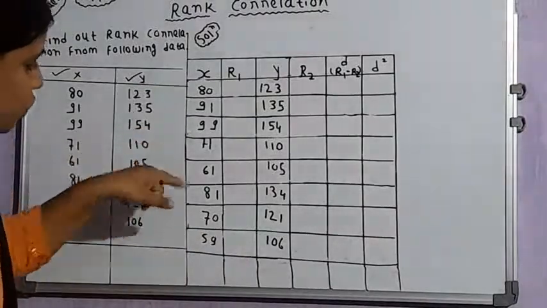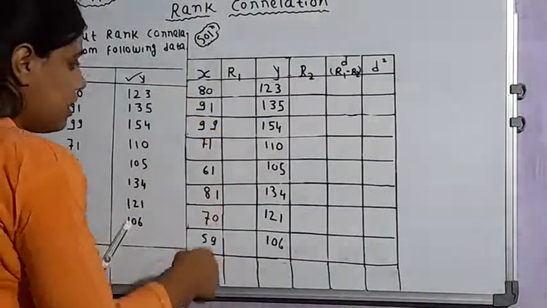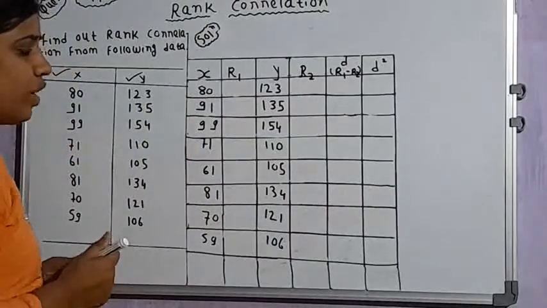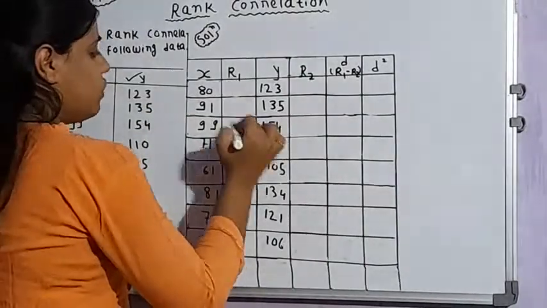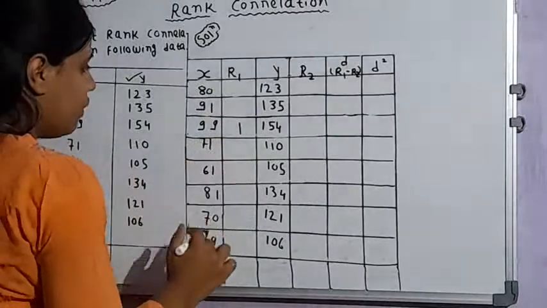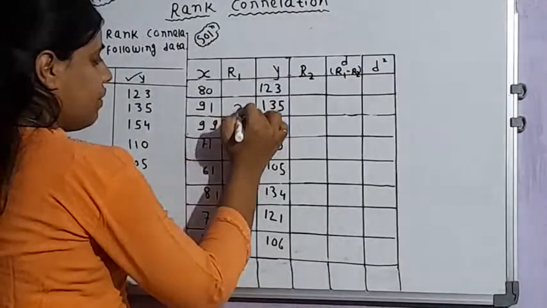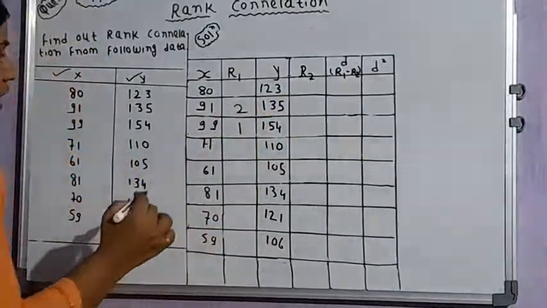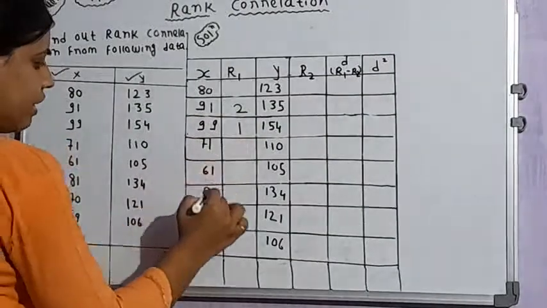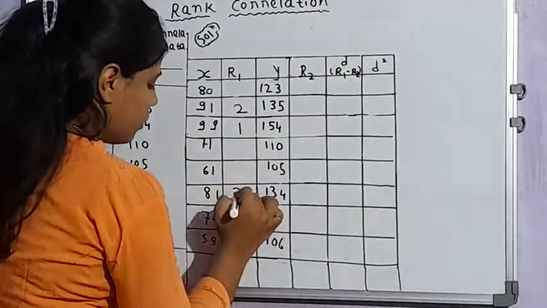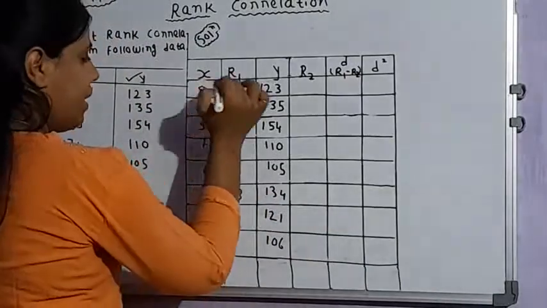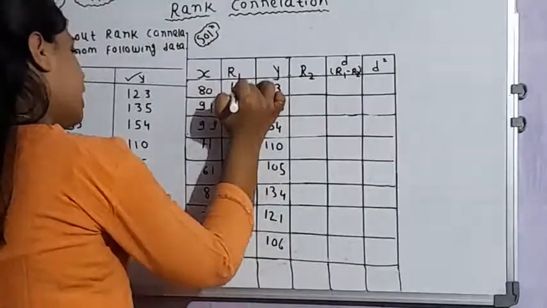So what is the highest value in X series? Here you can see that 99 is the highest value, so we are going to give first rank to this. After 99 we have 91, so second rank. After 91 we have 81, so third rank. After 81 we have 80, so we are going to give fourth rank to this.